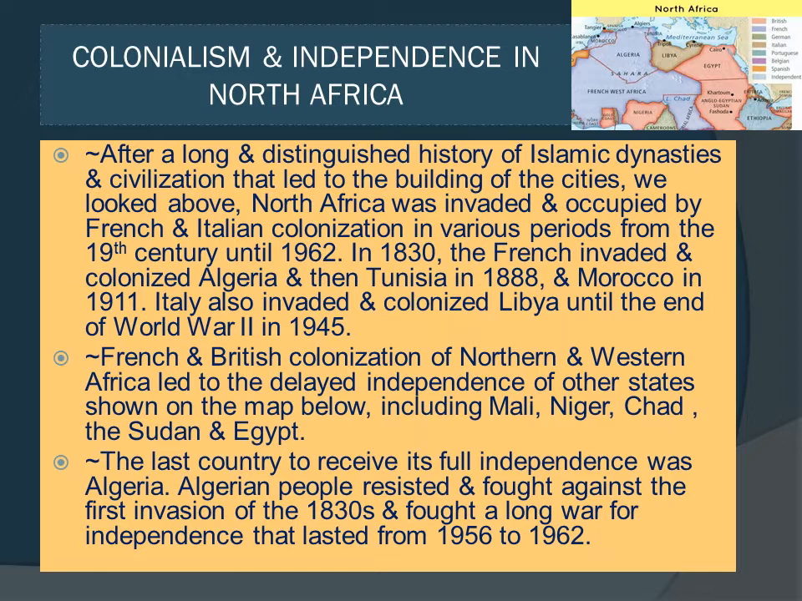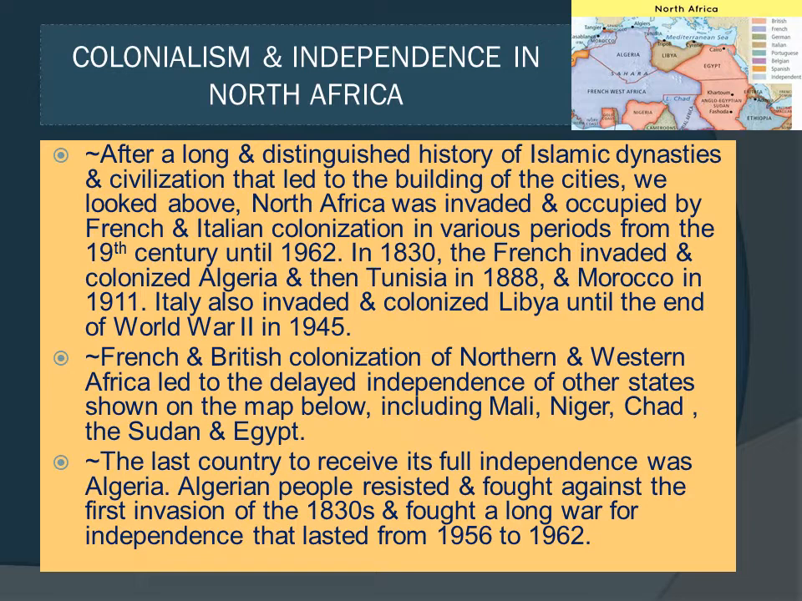After a long and distinguished history of Islamic dynasties and civilization that led to the building of the cities we looked at above, North Africa was invaded and occupied by French and Italian colonialism in various periods from the 19th century until 1962. In 1830, the French invaded and colonized Algeria and then Tunisia in 1888 and Morocco in 1911. Italy also invaded and colonized Libya until the end of World War II in 1945.